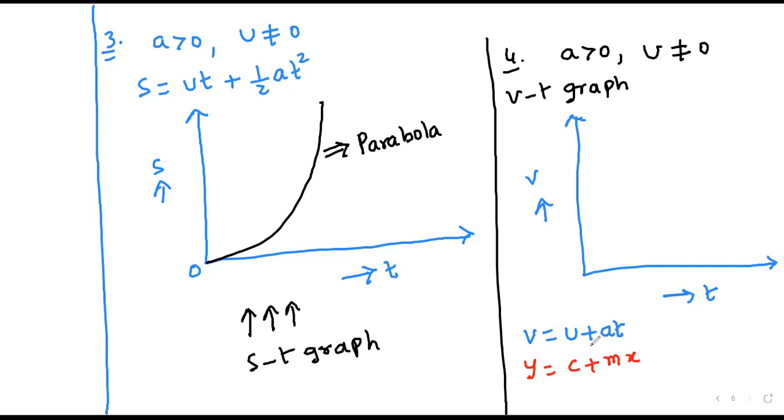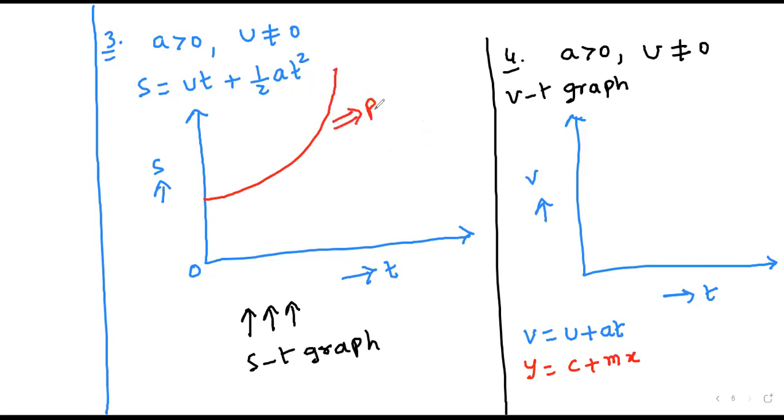We did it wrong, one minute. We are having initial velocity. It will start from here. This ut is some finite displacement, that is this one.